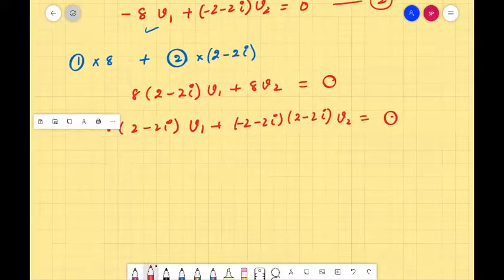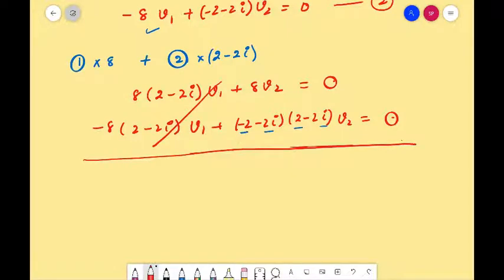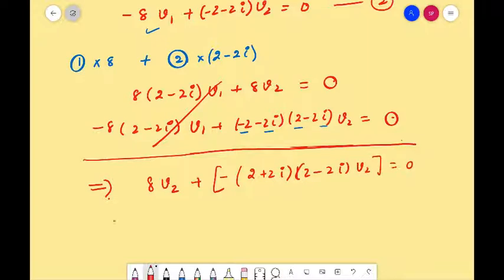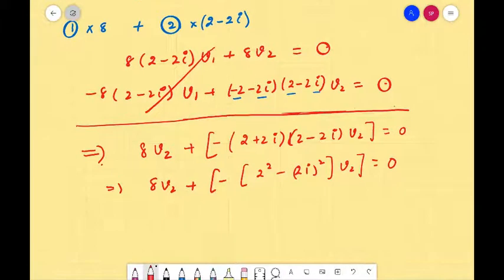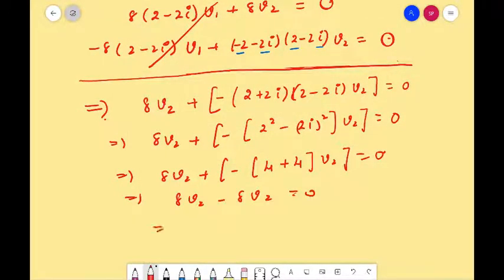Then add these two. This implies you have 8v2 and then plus this; if you take a minus common, it is 2 plus 2i into 2 minus 2i into v2 is equal to 0. That implies 8v2 plus minus, and this is (a plus b) into (a minus b), so it is minus 4 and then plus 4, into v2 is equal to 0. So it is 8v2 minus 8v2, which is 0. That implies 0 is equal to 0.